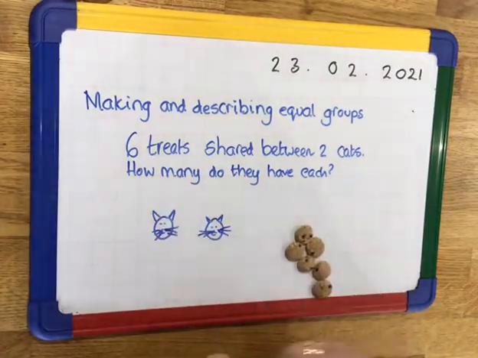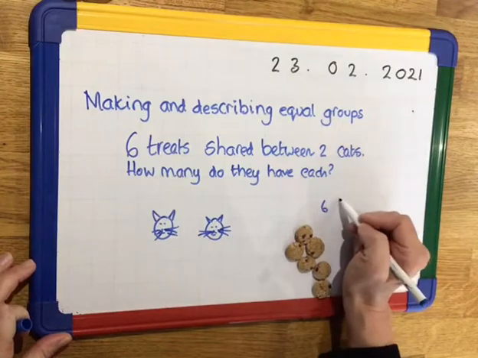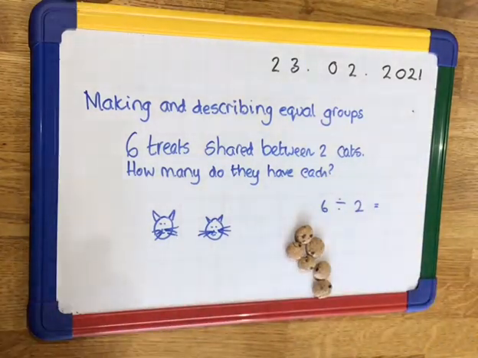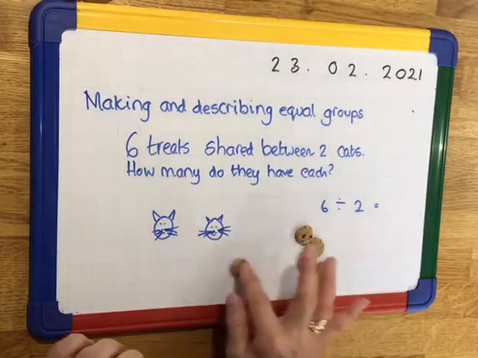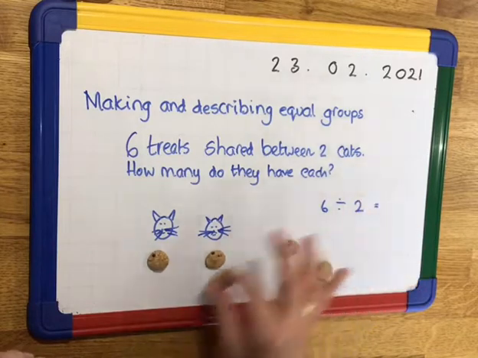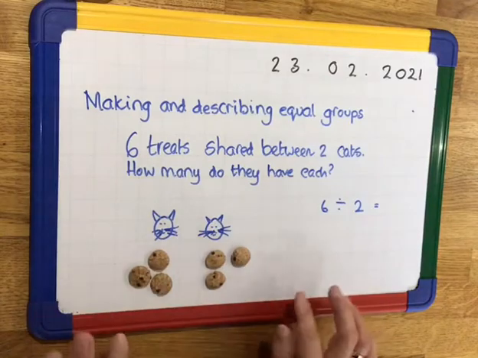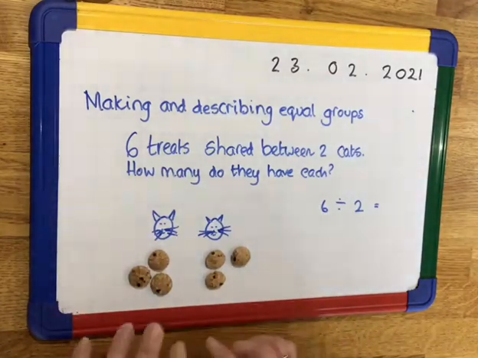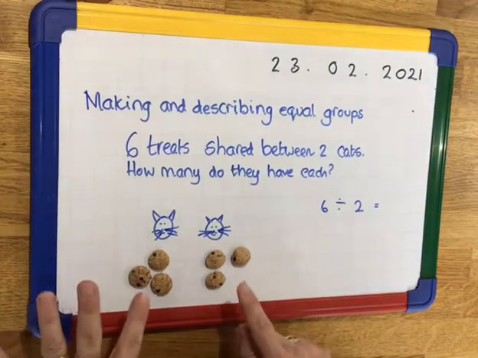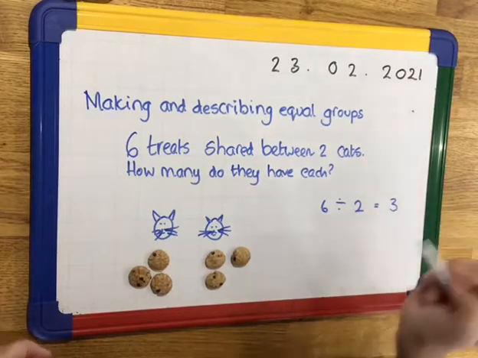So I could write that as a division sentence, remember? 6 divided by 2 equals, and I'm going to see how many each cat gets. So let's use that method. Can you see? I've used all of my treats. I know they're not treats, they're cereal, but the cats have eaten all the treats, and they've got 3 each. So 6 divided by 2 is 3.